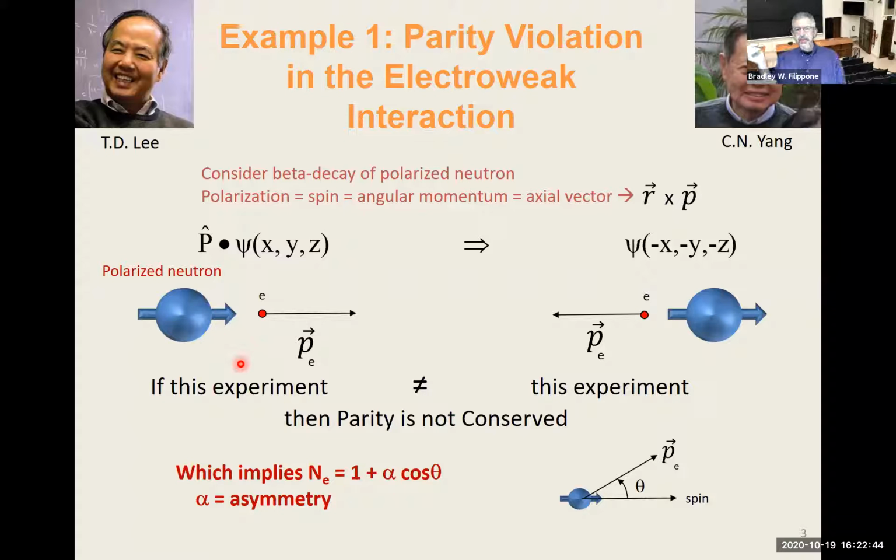Think of it as an angular dependence of a particle being emitted. At what angle is it more likely to be emitted, along the direction of the spin or against the direction of the spin? You can characterize that with an asymmetry, this alpha I've drawn here.